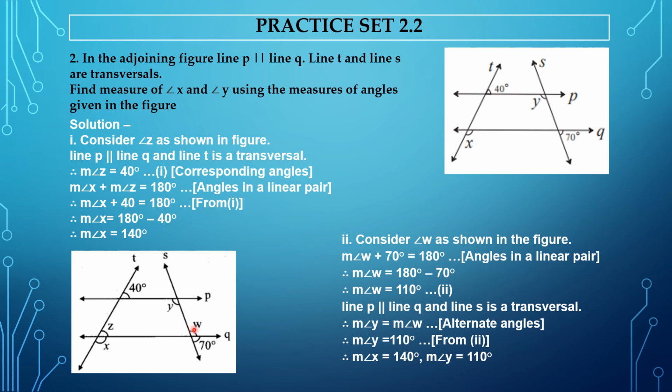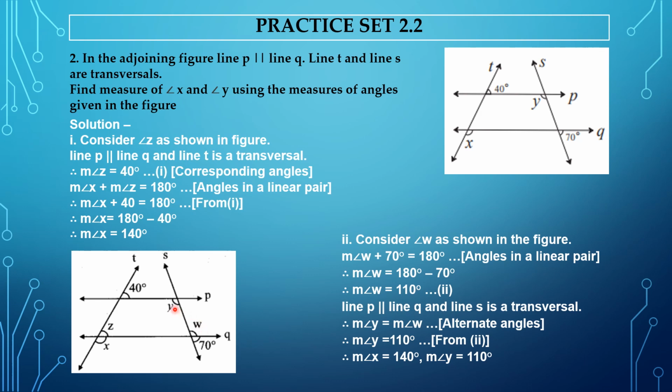So measure of angle W plus measure of angle, this is 70, equal to 180 degrees because they form a linear pair. So measure of angle W equals 180 minus 70 degrees. So you subtract, then you'll get measure of angle W is equal to 110 degrees. Now you got your measure of angle W is equal to 110 degrees.